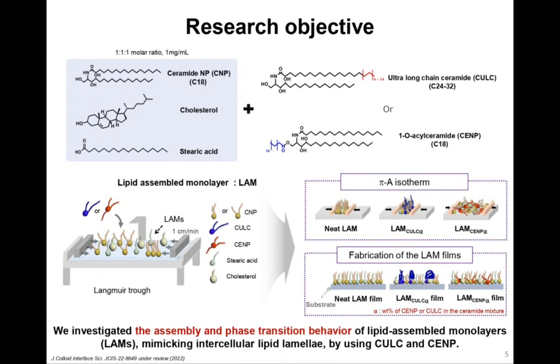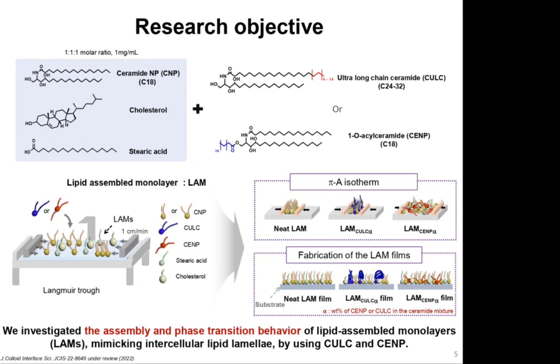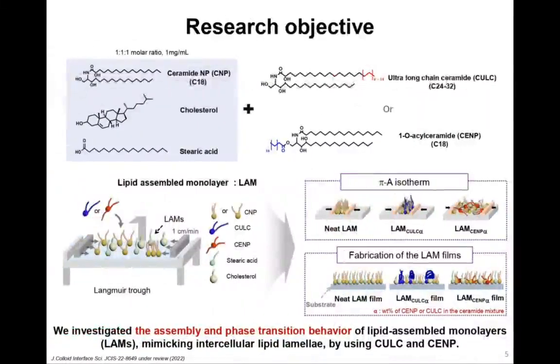So, I investigated the structural characteristics and behavior of phase transition of two new types of ceramides on the molecular assembly based on ceramide NP, which has good lateral packing, by using the Langmuir-Blodgett method. Briefly, I will discuss the results of my research.